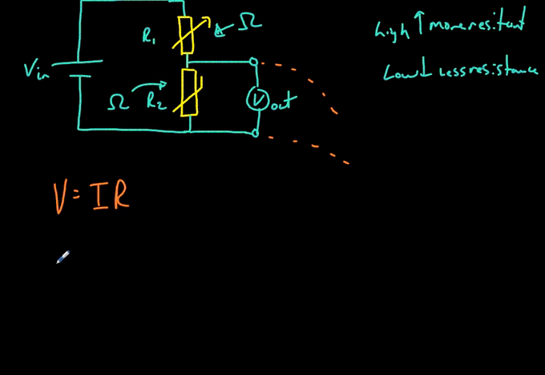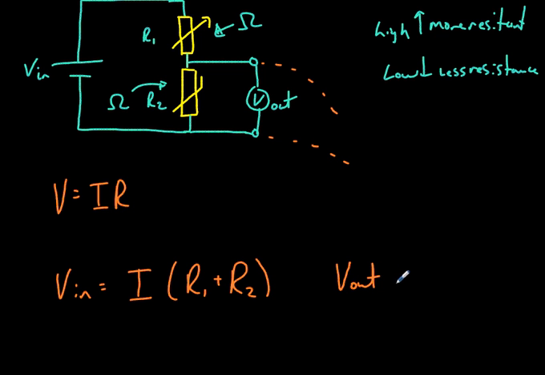Okay, and we know that the total voltage drop across both of these resistors, R1 and R2, is like this. And so that's going to talk about this entire voltage drop. So whatever V in is going to be calculated as I times R1 plus R2. And over here, V out is just going to be I times R2.